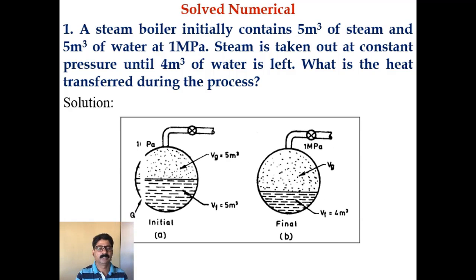So this is a diagram. Okay, so this is a complete diagram. So this is a closed boiler, don't think it is open here. Here also it is closed. So initially you have 5 meter cube of liquid water, saturated liquid, and 5 meter cube of saturated vapor. Then your liquid becomes 4 meter cube and vapor becomes 6 meter cube, because total volume is 10 meter cube. It's understood that Vg is 6 meter cube as the final state.